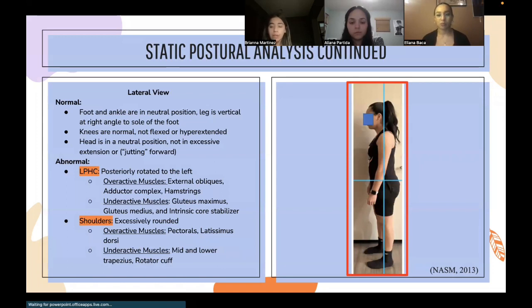As for the shoulders, we can again see that they are excessively rounded due to the overactivity of the pecs and underactivity of the mid and lower traps.